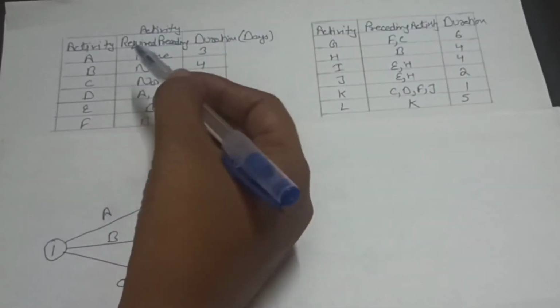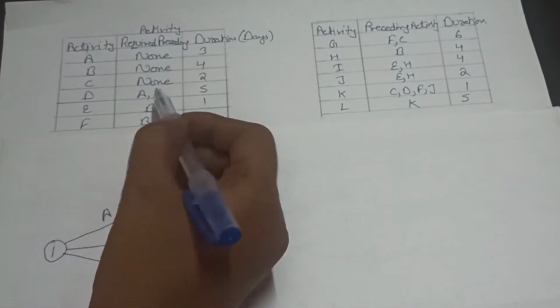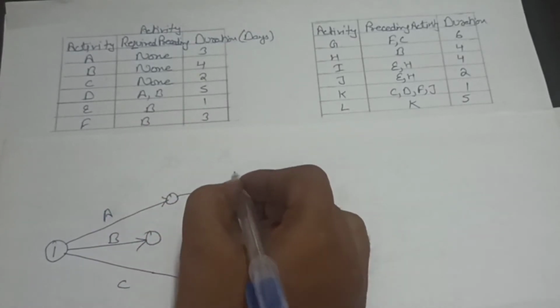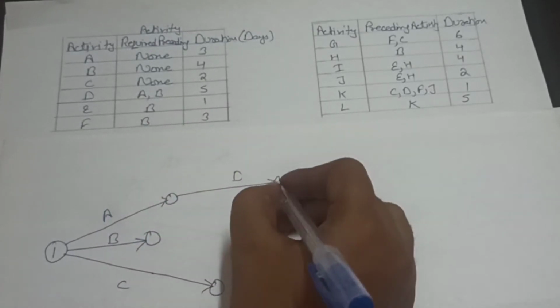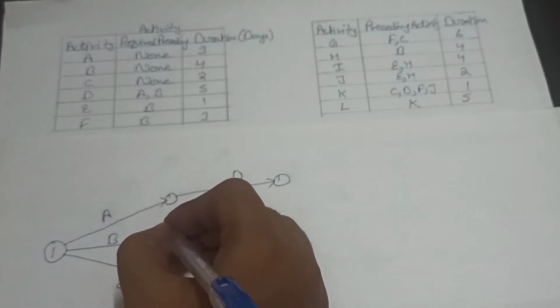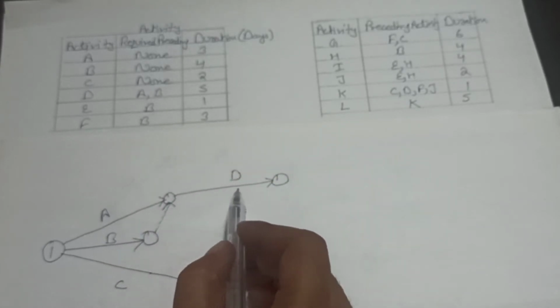After that, D activity. D activity starts after A and B. So we will draw D activity like this. So students, you can see D activity starts after A and B. But in this diagram you can't start D activity after A and B. So we will draw a dummy activity here. So now you can say D activity starts after A and B.